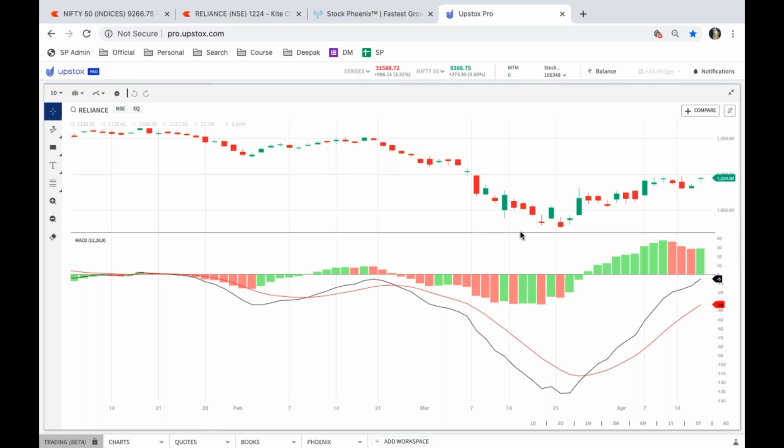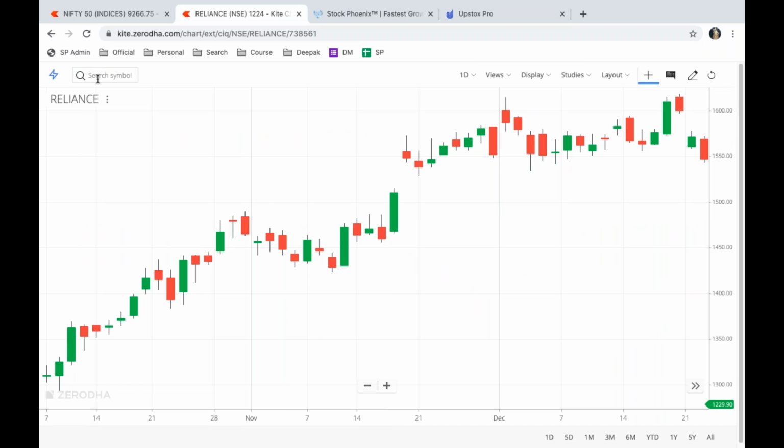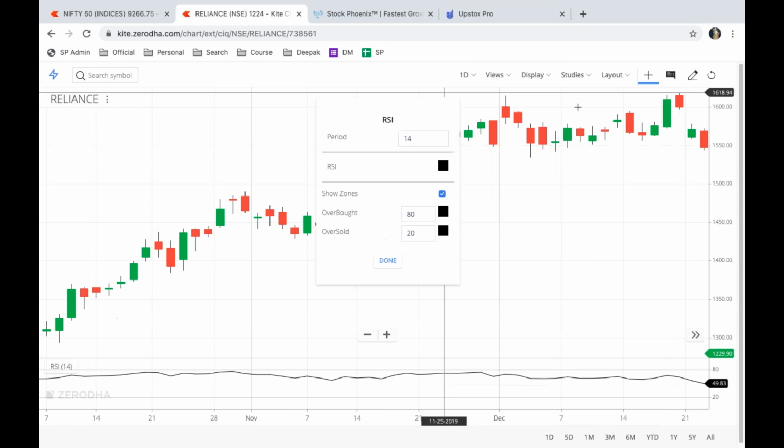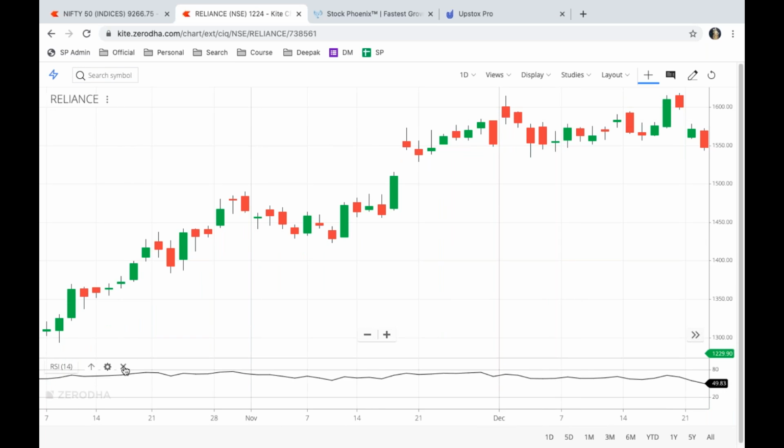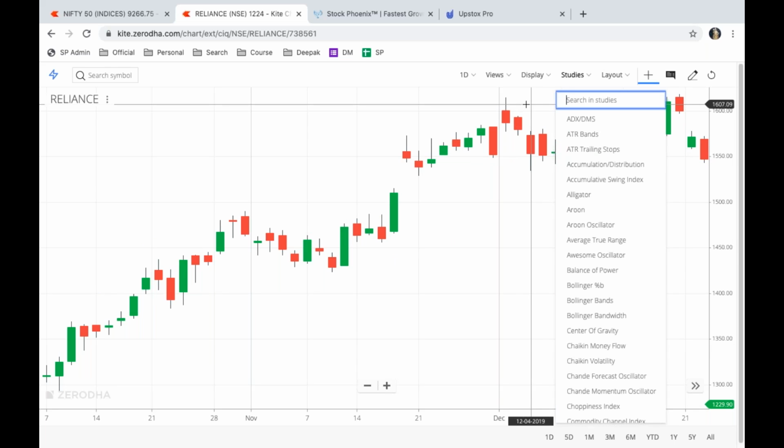Somewhere my screen is frozen. So here, just give me a moment. Some bug is there. Let me switch over to Upstox. Sorry, Zerodha itself. Okay. So tomorrow I'll be going to office. I'll get my desktop.